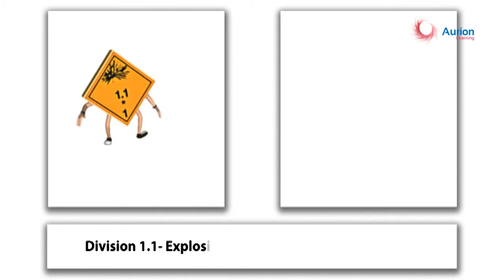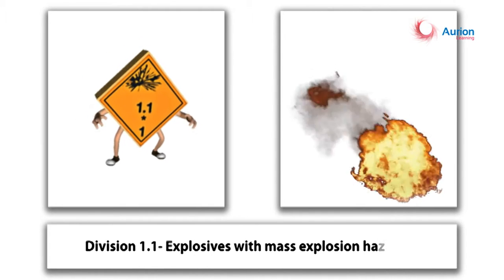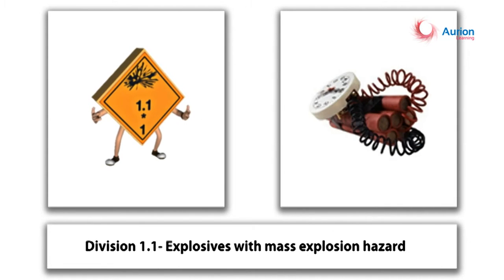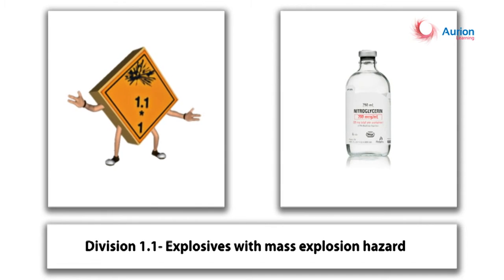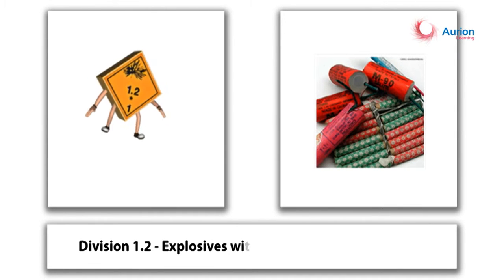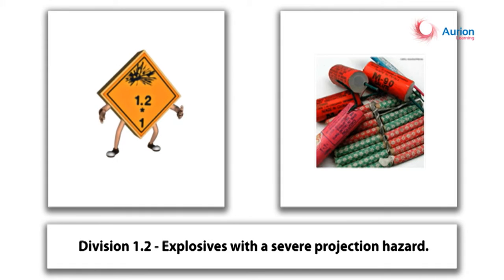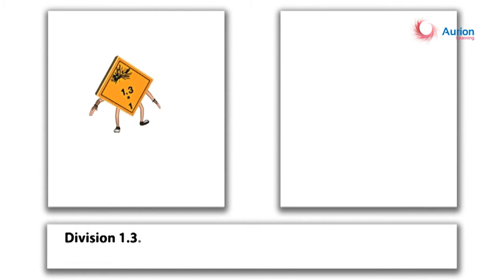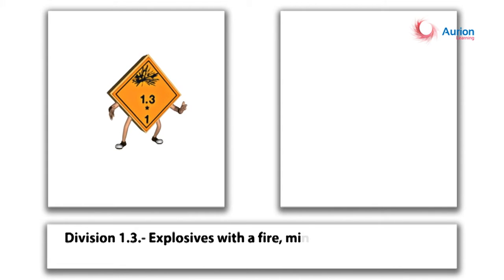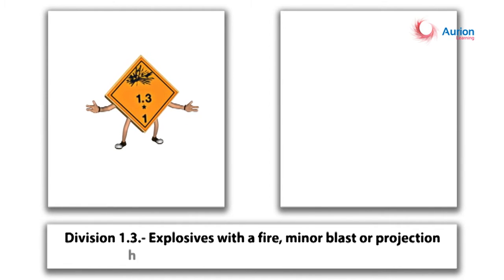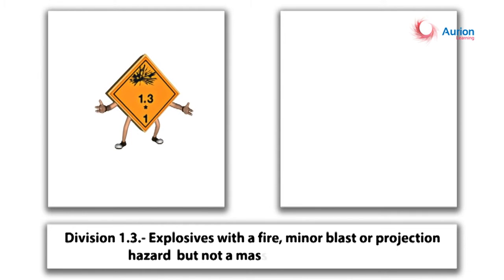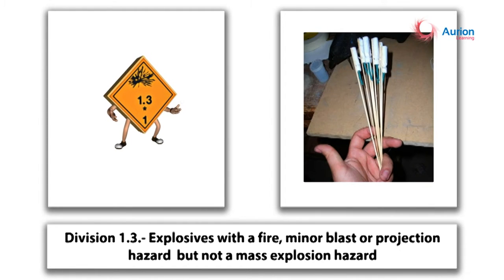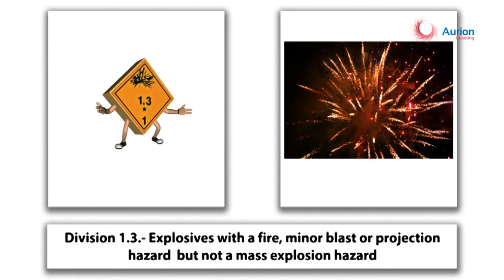Division 1.1 represents explosives with a mass explosion hazard. Example: TNT, dynamite, nitroglycerine. 1.2 represents explosives with a severe projection hazard. For example, detonating fuse, etc. 1.3 represents explosives with a fire, minor blast or projection hazard, but not a mass explosion hazard, like rocket propellant, display fireworks.